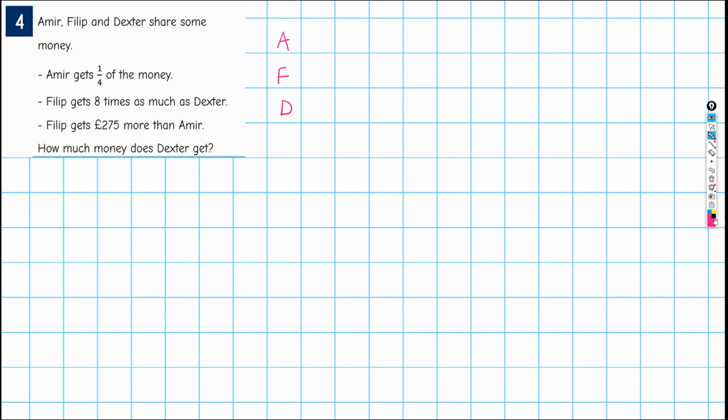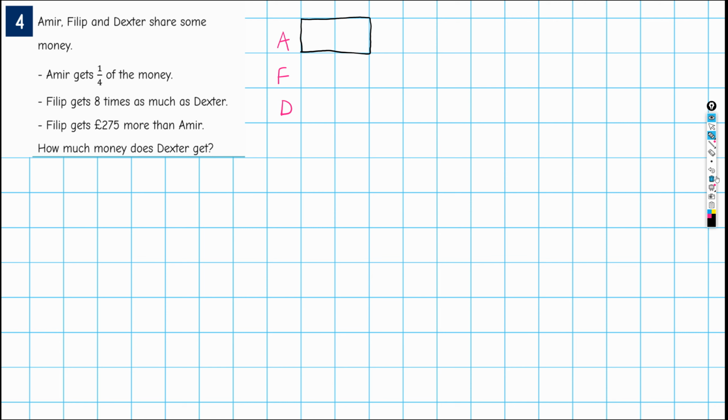Now you might be tempted, because we get Amir's information first, to do this first. So it could be that we draw something for Amir, and then we're told that he has a quarter of the money, which means that what Philip and Dexter have must be 3 quarters. But then we've got to divide that up so that Philip gets 8 times as much as Dexter. So that starts to be, I mean, we can do it, but it starts to become a little more confusing to think about. So sometimes you might start off and do this and then think, oh, maybe it would be easier if I start somewhere else.